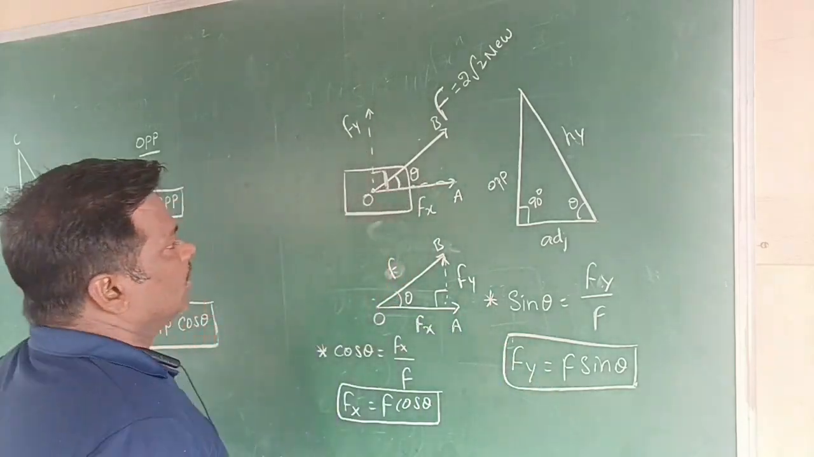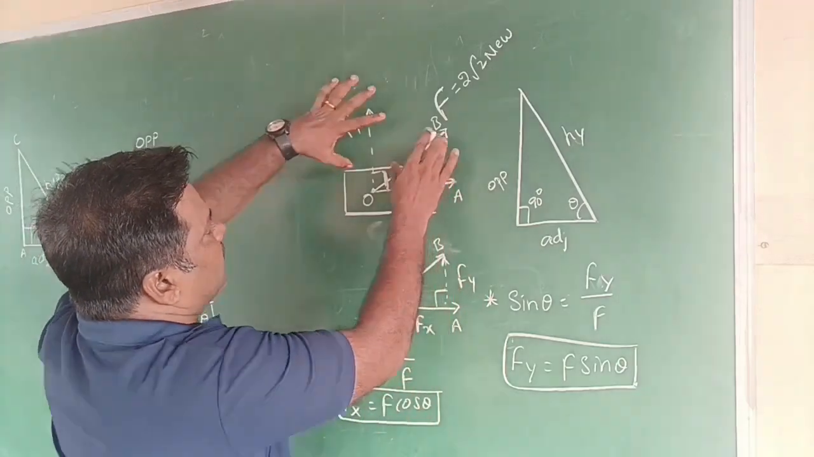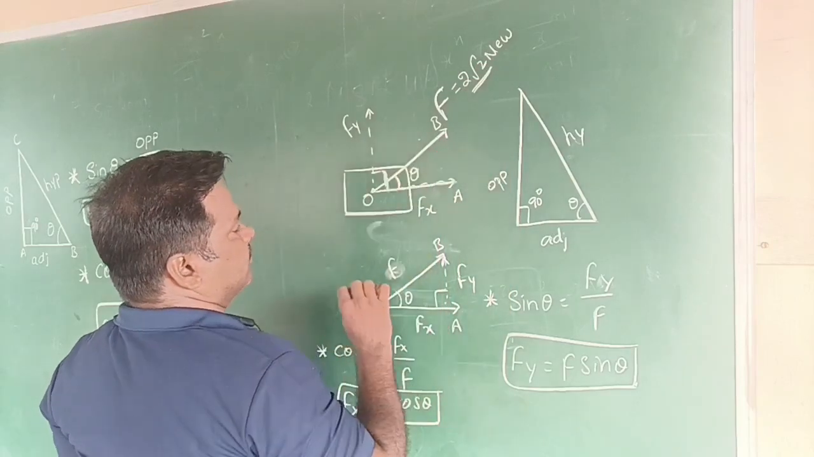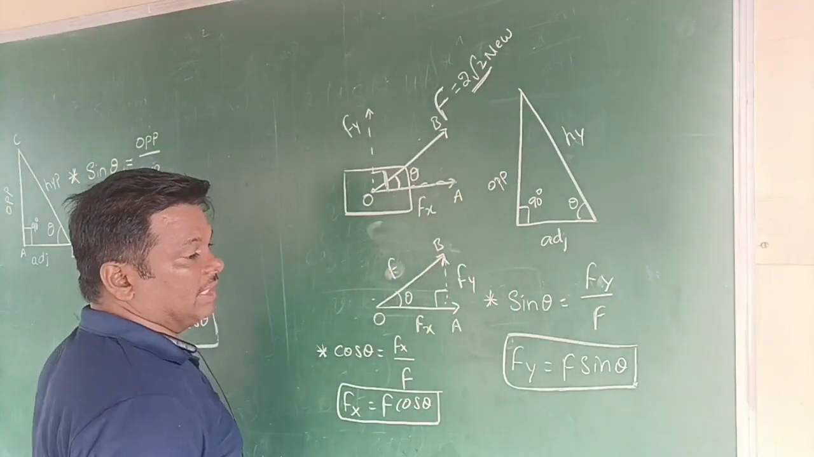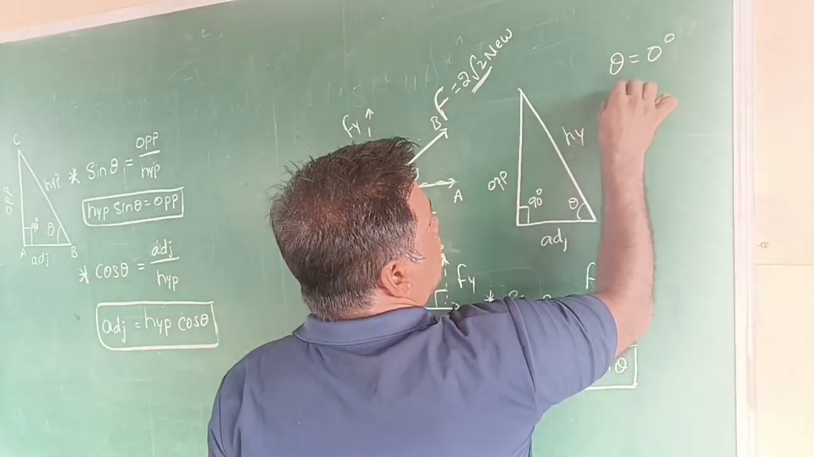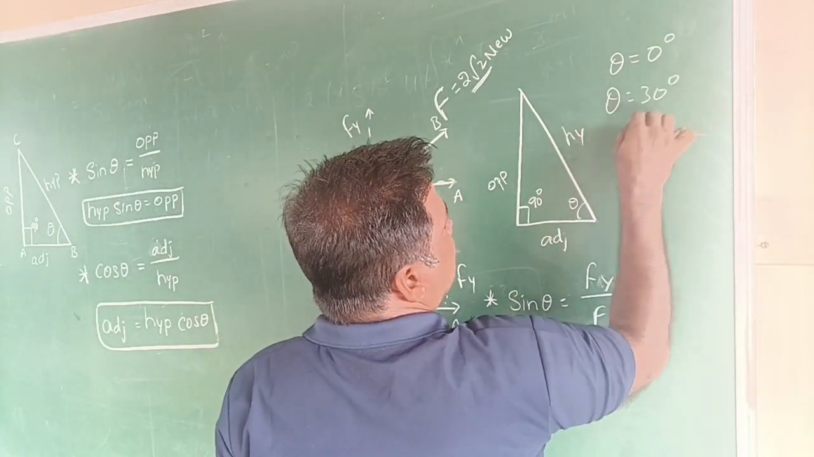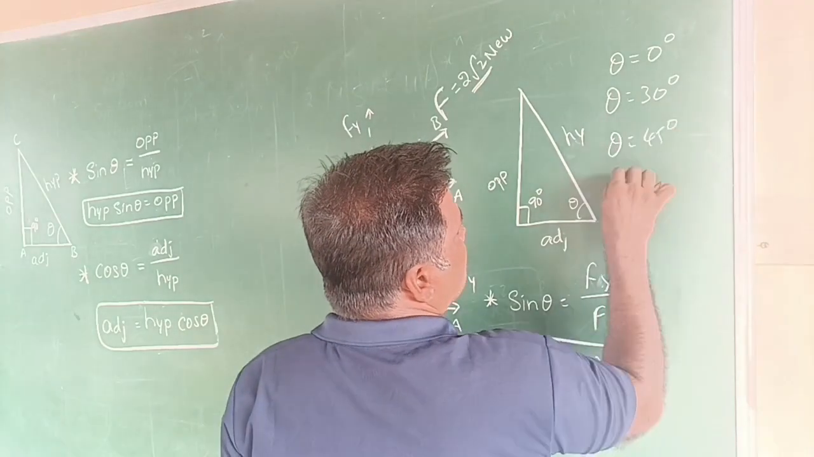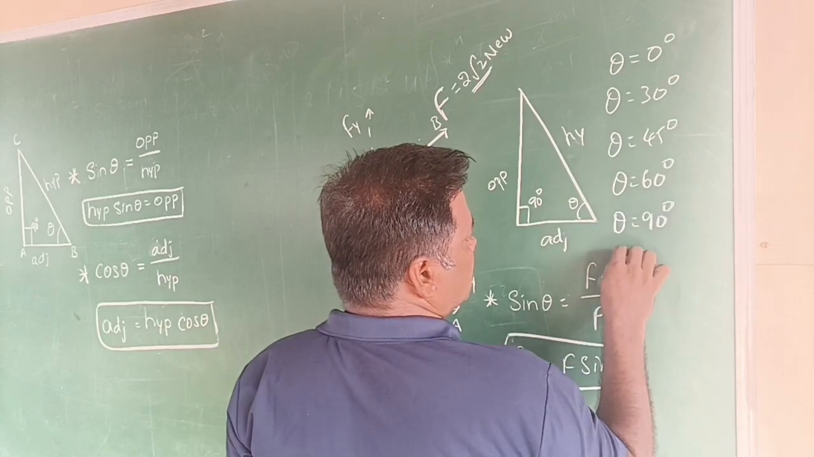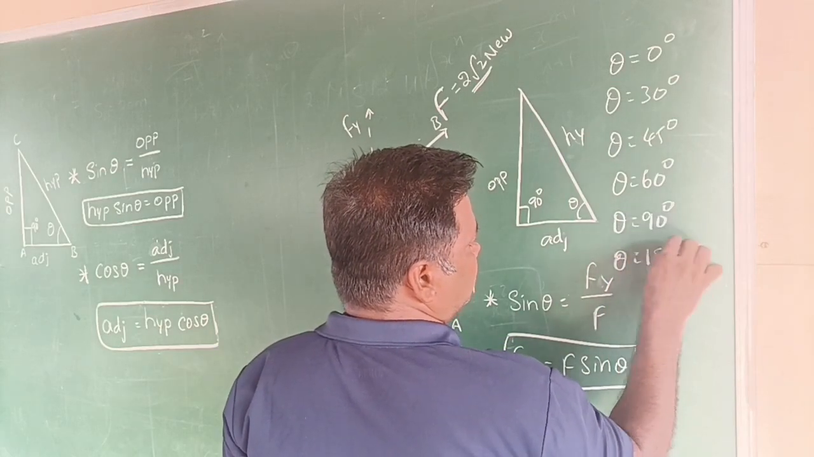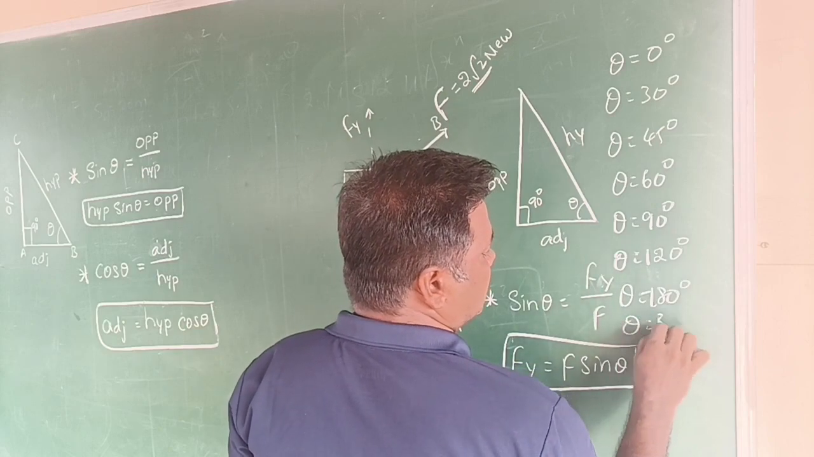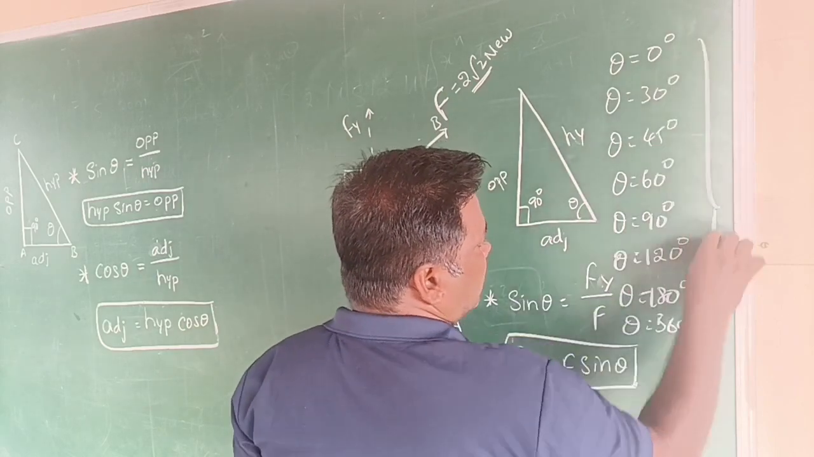Whenever a force is given to you in your problem, you will get a magnitude and a theta value. This theta value varies in known values, that is theta is equal to 0 degrees, 30 degrees, 45 degrees, 60 degrees, 90 degrees, 120 degrees, 180 degrees, and 360 degrees. These are the standard values of theta.